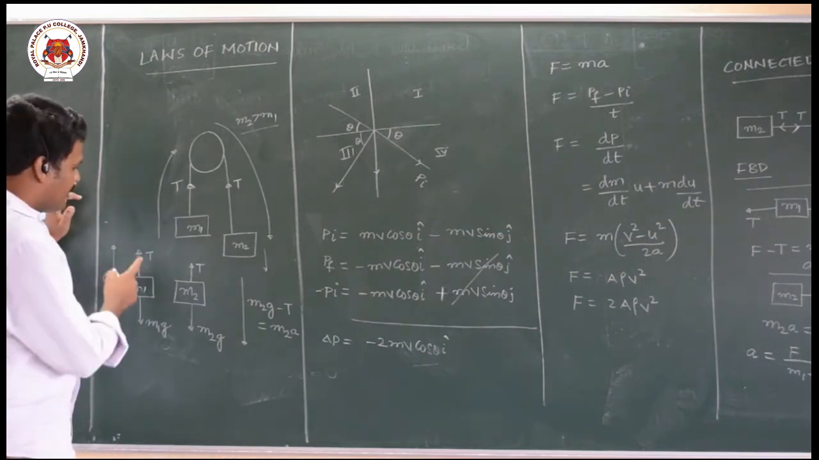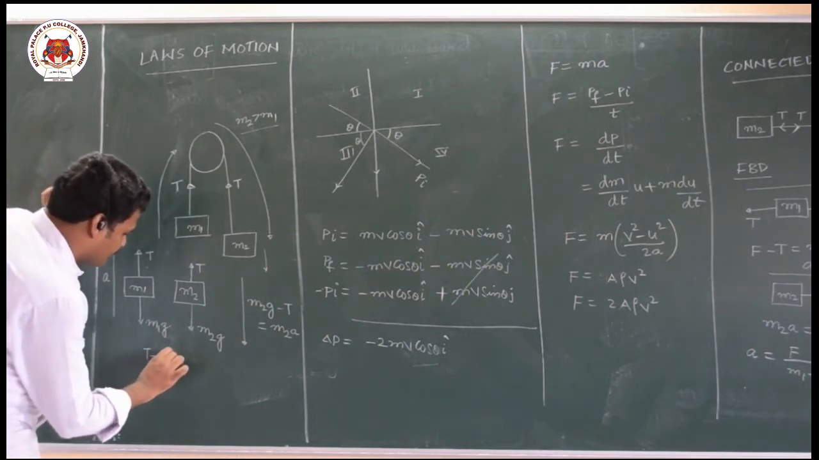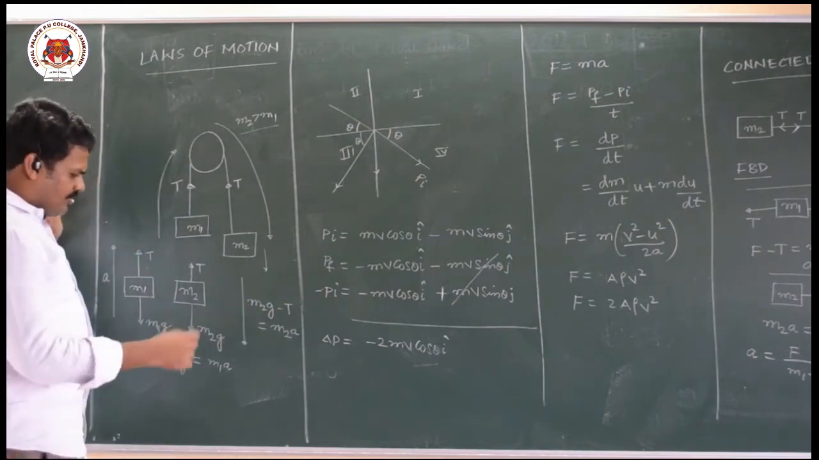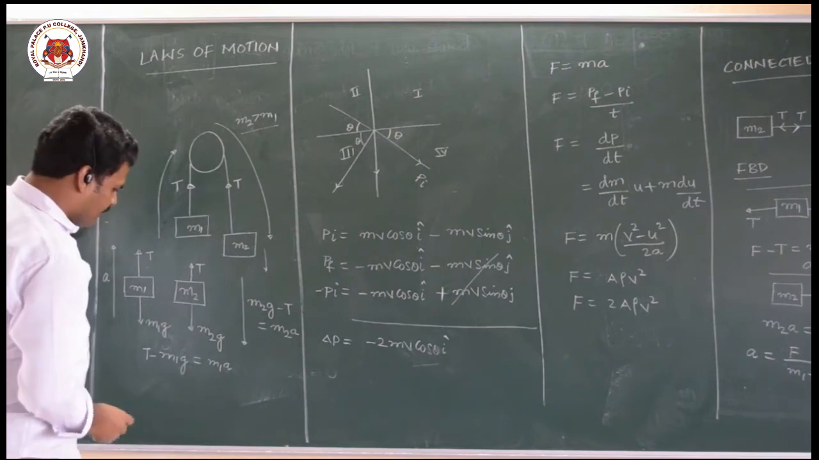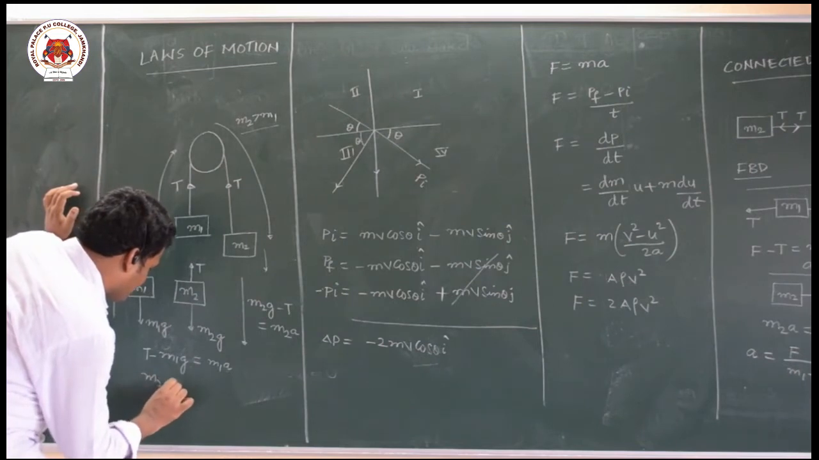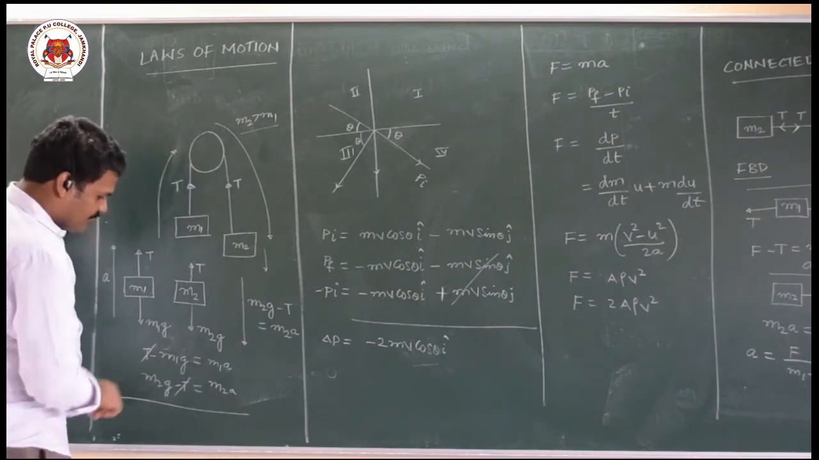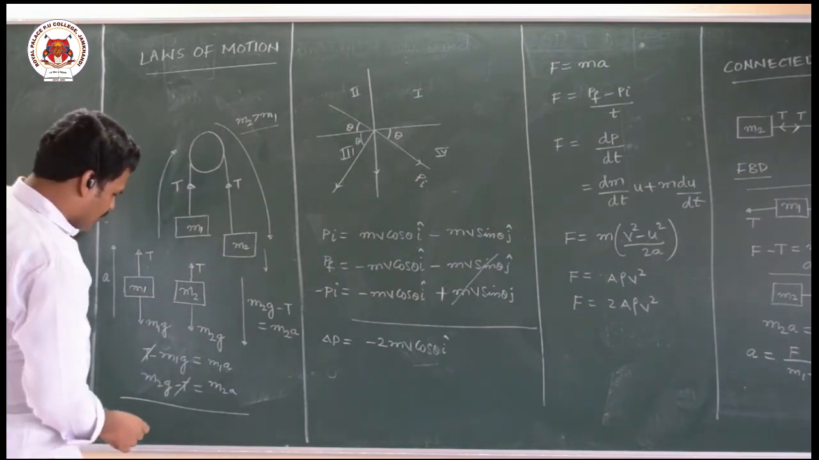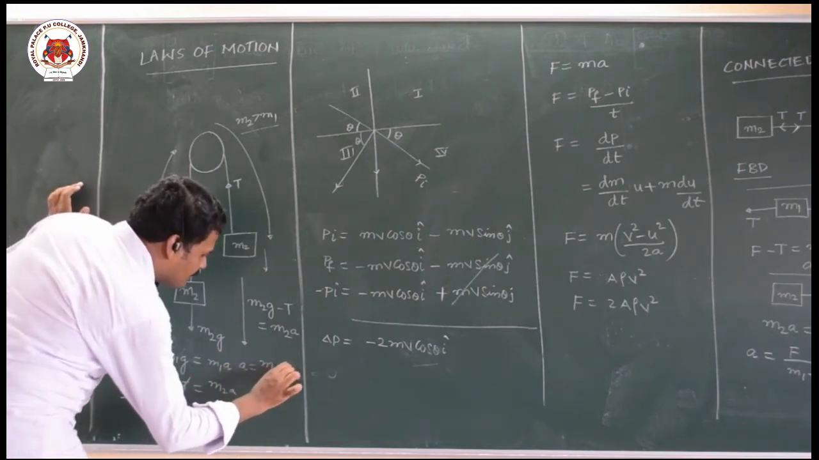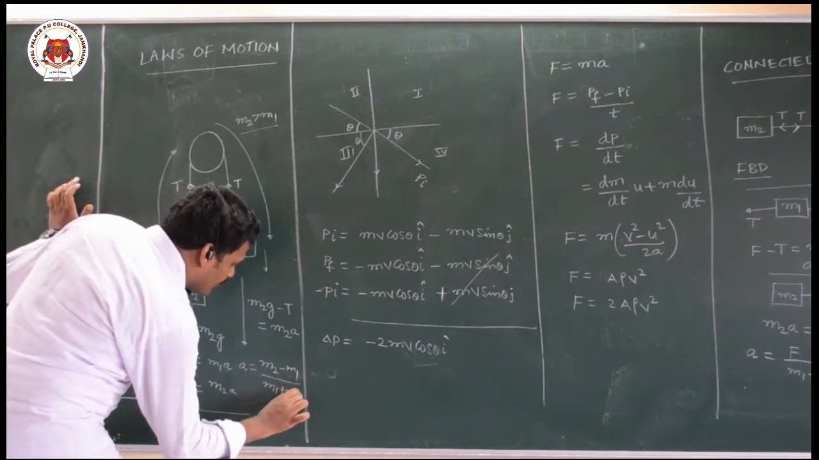Now what happens here? Here T must be greater than m1g. So here I can write T minus m1g is equal to m1a. Then, if you add these two equations, m2g minus T is equal to m2a, the tension will get cancelled. Now acceleration, by solving this, is equal to m2 minus m1 by m1 plus m2 into g.